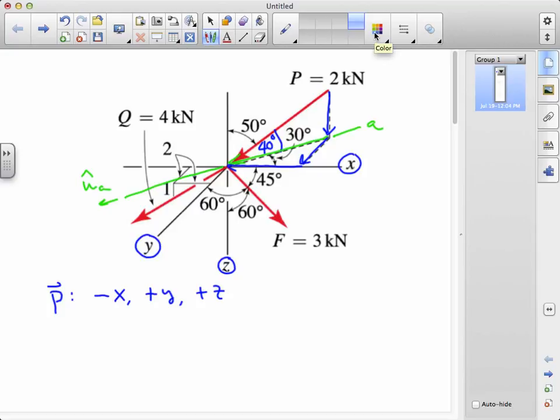So what I can say right away is that P is equal to 2 kilonewtons times cosine 40 degrees in the uA direction plus 2 kilonewtons sine of 40 degrees in K.